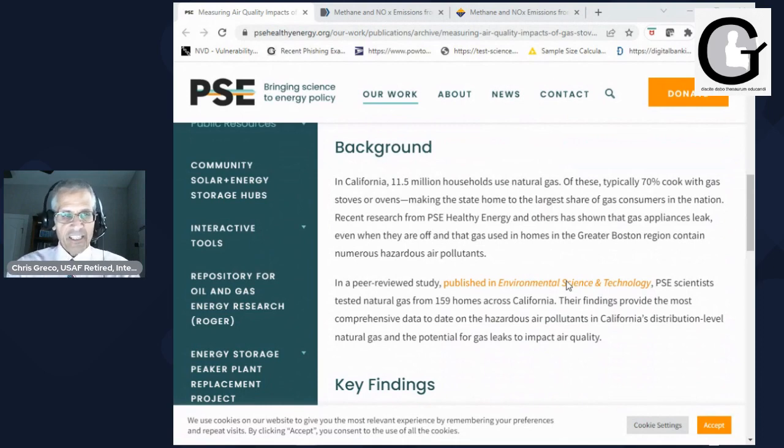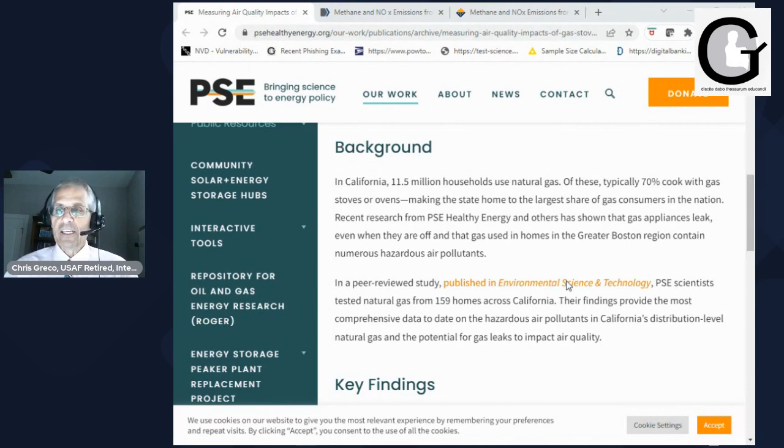Now, in the background, it says in California, 11.5 million households use natural gas. 11.5 million households. All right. So this is interesting, because it says in a peer-reviewed study published in Environmental Science & Technology, PSE scientists tested natural gas from 159 homes across California. Now we sit back and say, wow, 159 homes. In California, 11.5 million households use natural gas. It says of these, 70% cook with gas stoves or ovens. So 70% of 11.5 million is about 7 million households. Of that, they tested natural gas from 159 homes across California.